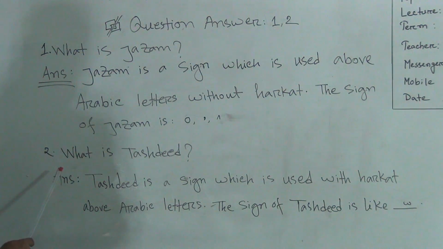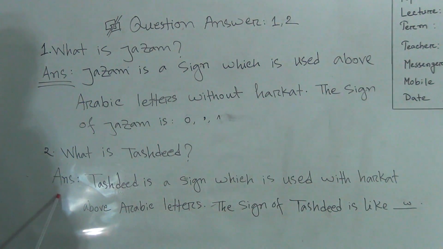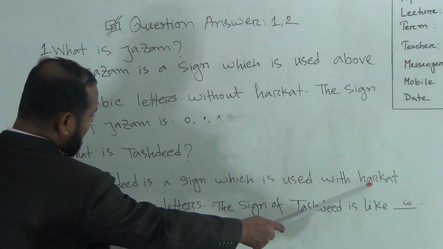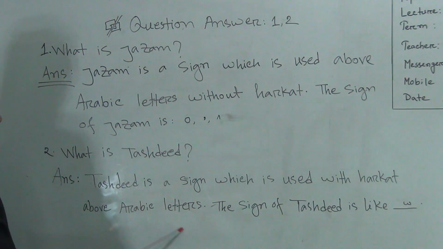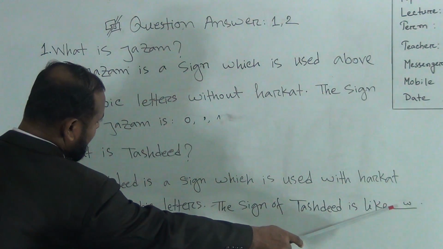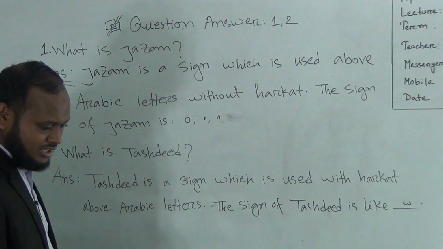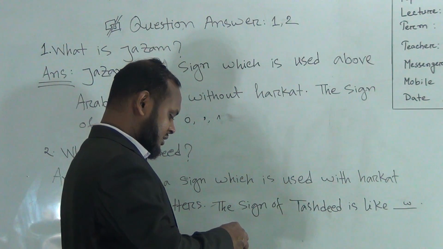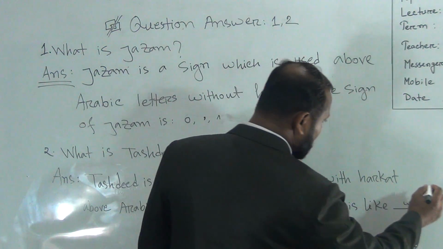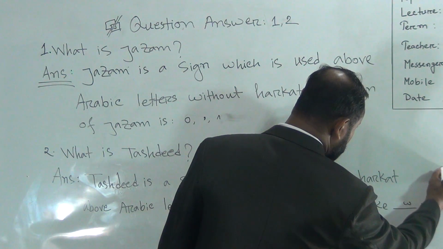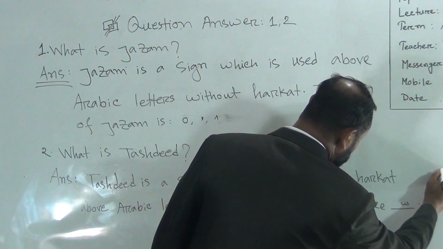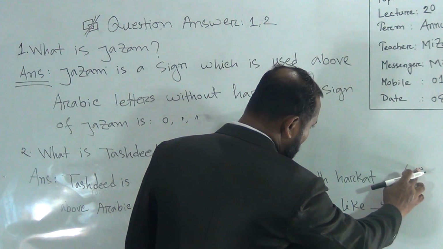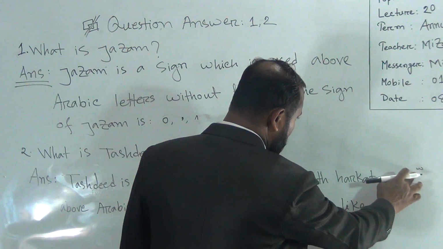Okay, question number 2: What is tasdeed? Answer: Tasdeed is a sign which is used with harkat above Arabic letters. The sign of tasdeed is like the head of sin, because we know that this letter name is sin. If we erase the belly of the sin, then it will be tasdeed.